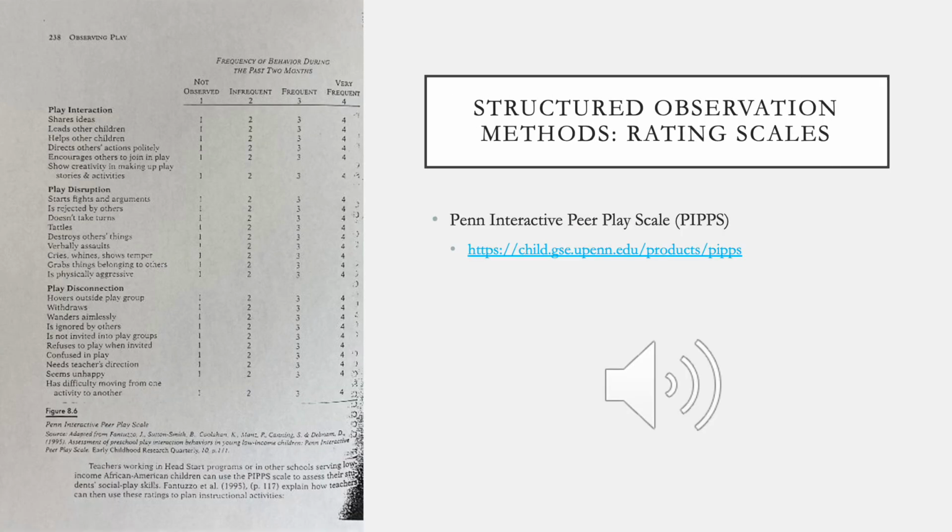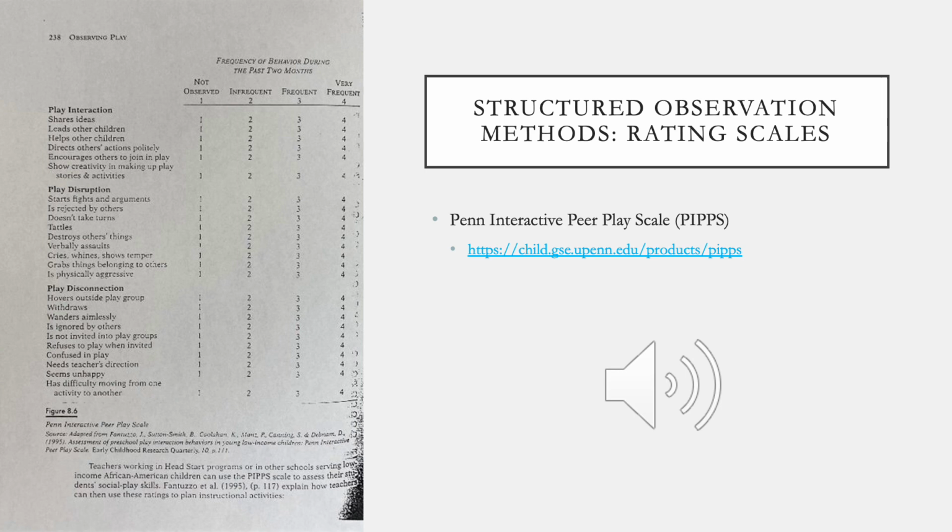Okay, as I mentioned in the previous slide, this is our first structured observation method rating scale, so the Penn Interactive Peer Play Scale, or I like to call it the PIPS. And this rating scale looks at the frequency of children's behaviors. So again, another behavioral scale, but specifically this one is assessing children's social play in order to figure out their likeness along others. So am I liked by other peers? How do I play with other peers? And the categories that children are observed in within this play scale are play interaction, play disruption, and play disconnection.